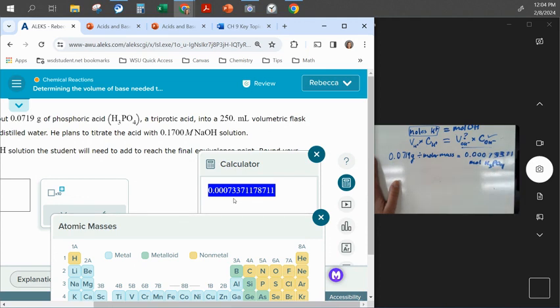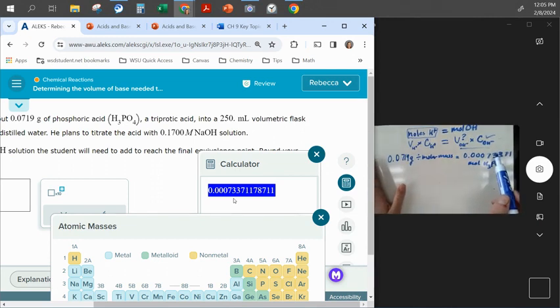H3PO4. How many H's can I get out of this? How many acidic protons, hydrogens? There's 3. This is a triprotic acid. So that means for every 1 mole of acid, I'm going to get 3 hydrogens. So I have to multiply this number by 3. Okay. So that's really important. Do you guys catch that? If this is a triprotic acid, I have to multiply the number of moles of acid by 3 because I get 3 hydrogens for every 1 mole of acid.